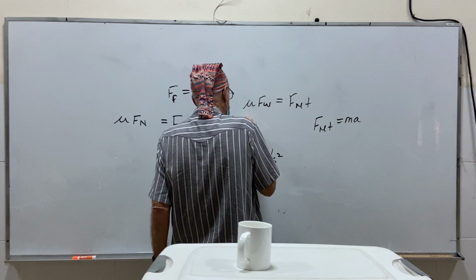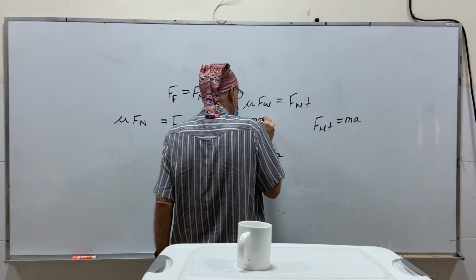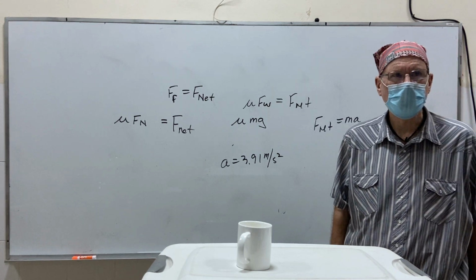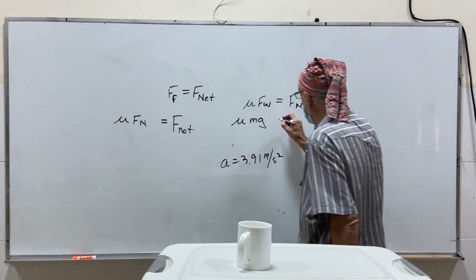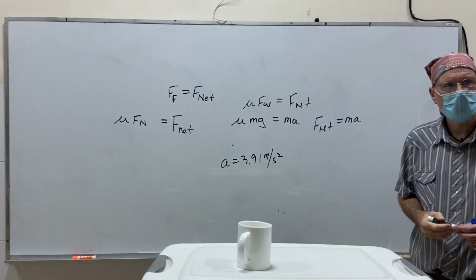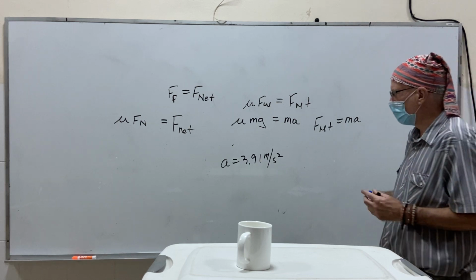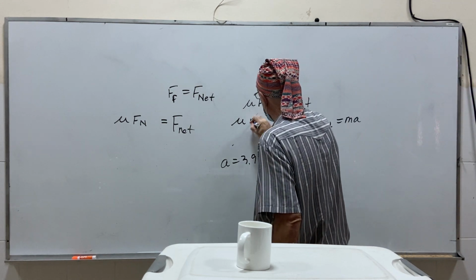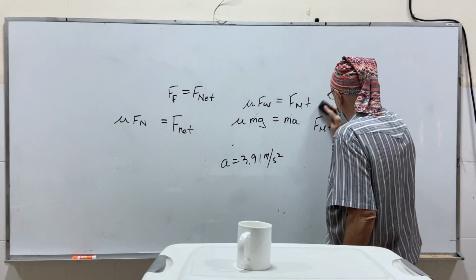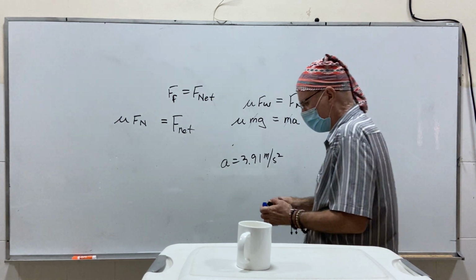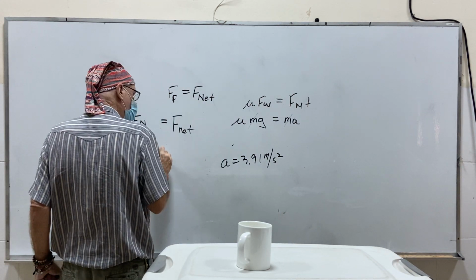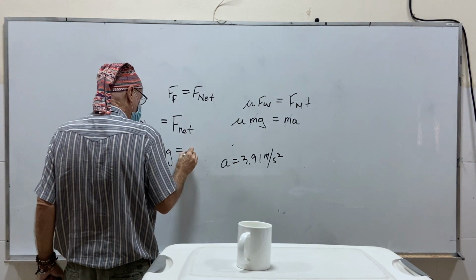And isn't this mu mg? Isn't mg the weight? Yes. And I know that Fnet is ma, correct? So these cancel. And what are you left with? The acceleration. You're left with a little more than that. You're left with mu g equals a.